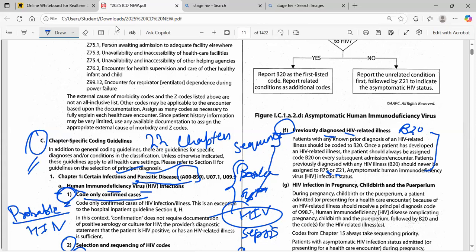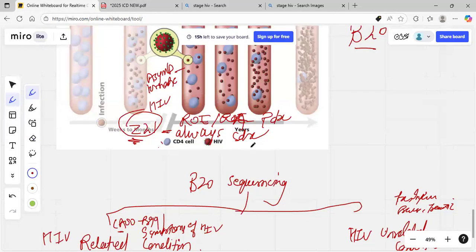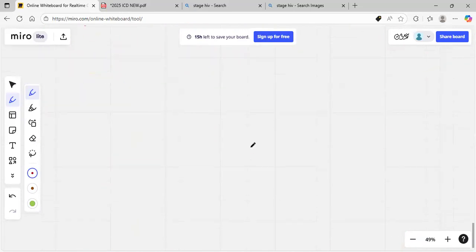Okay, I'm moving further, considering that you guys do not have any questions. So next we have HIV infection in pregnancy, childbirth, and the puerperium. Let's learn pregnancy coding here in a separate tab, then we will move back to the HIV guideline.